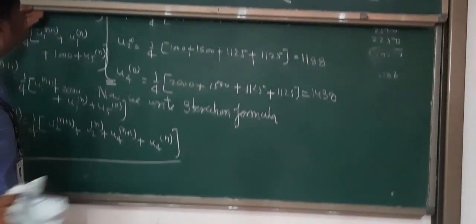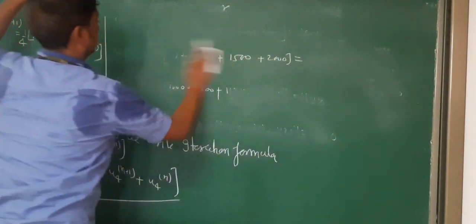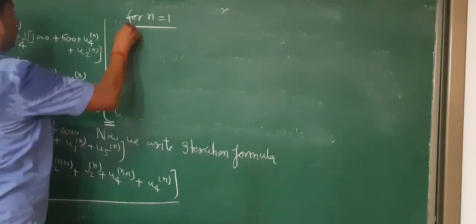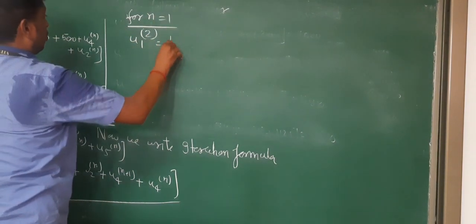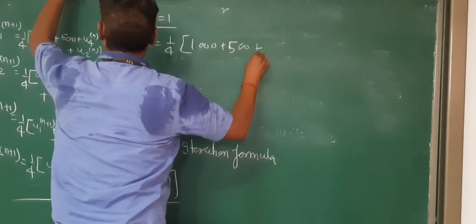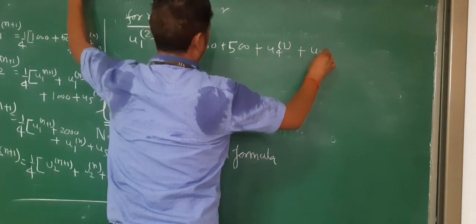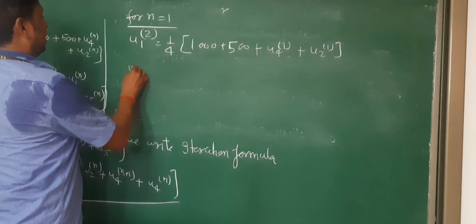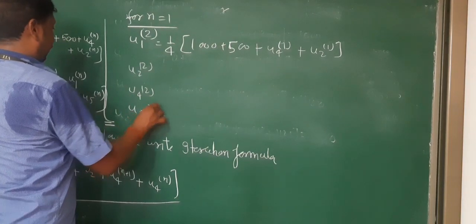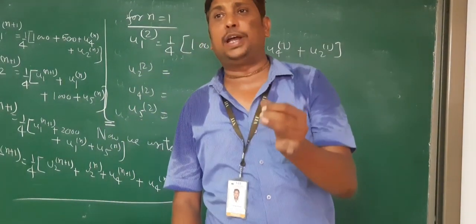Then go for n is equal to 2. N is equal to 2 means for n is equal to 1, n is equal to 0, 1. So we calculate U12. U12 is how much? 1 by 4, 1000 plus 500 plus U41, which already you calculated, plus U21. So put the values, calculate. Similarly calculate U22, U42, U52. It's a matter of calculation only. So just put the values and calculate.